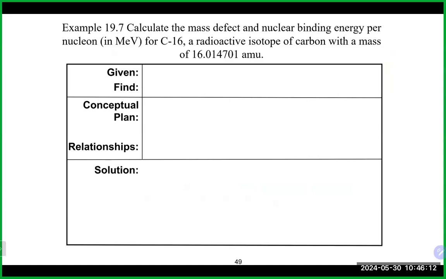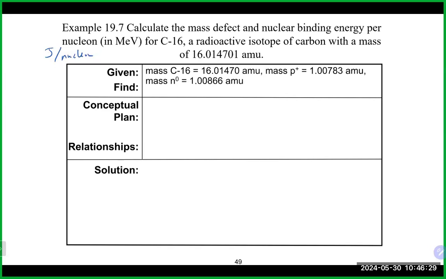So why don't you try this one? Calculate the mass defect and nuclear binding energy in mega electron volts per nucleon. We'll also do joules per nucleon. Let's do them both, for this carbon-16 isotope, and there are some masses of neutrons and protons.